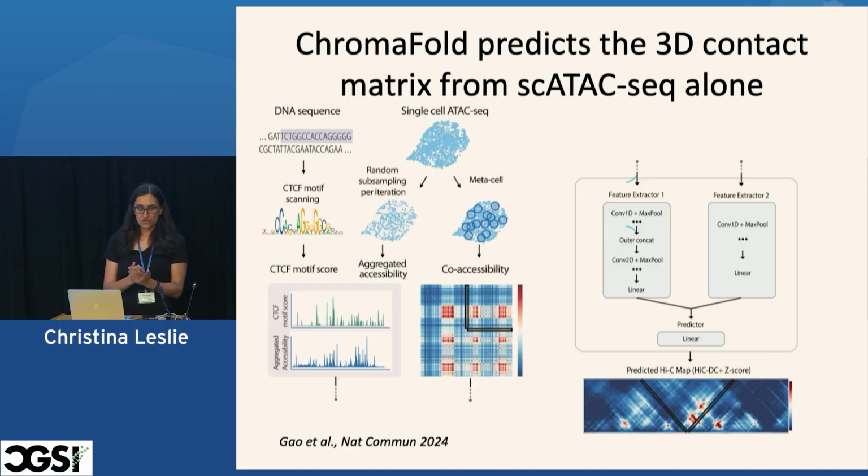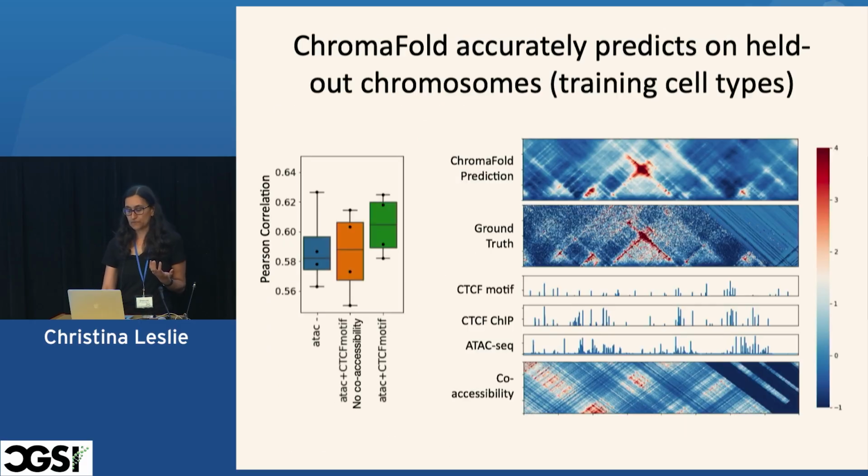Okay, how well does it work? So the first thing is just a sanity check. If you train within the same cell type and you hold out some chromosomes, how well does it generalize to the held out chromosomes, right? So this is not a real prediction task. This is just a sanity check to see you can actually learn something, okay?